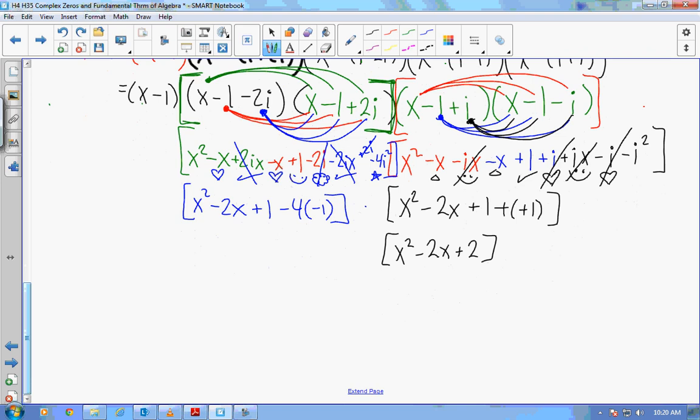Okay, let's figure out my constants. I have 1. What does this become? Positive 4. So 1 plus 4 makes positive 5. And at the very front, we had x minus 1.